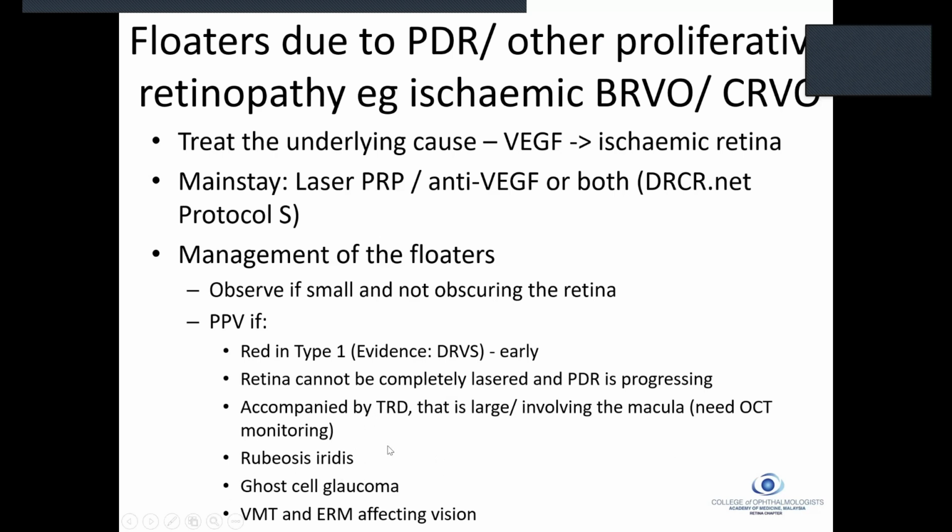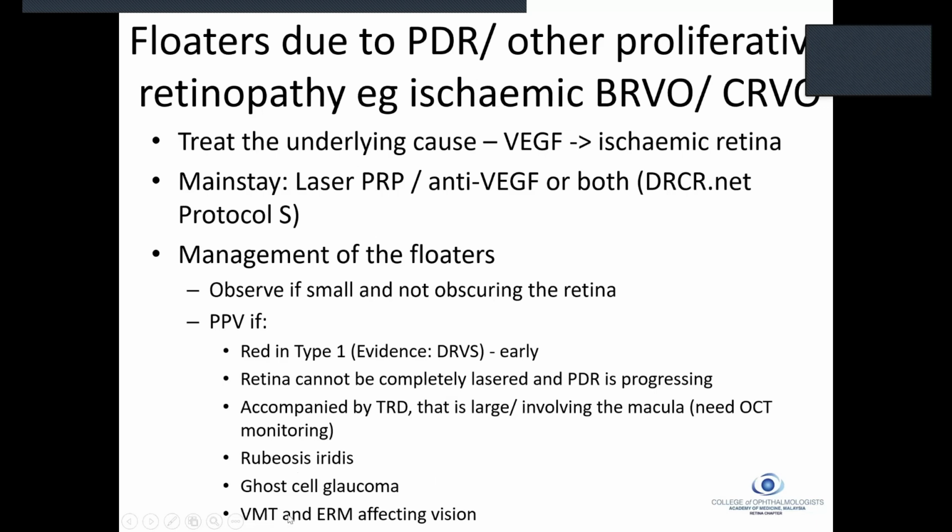And of course, ghost cell glaucoma is another interesting condition where, with the vitreous hemorrhage, the red blood cells are trying to exit the eye through the anterior segment, through the angle, and it's actually blocking it. So you get a condition called ghost cell because the cells no longer really have the hemoglobin red pigment, but they all clog up the trabecular meshwork and the eye pressure goes up. So certainly you will need to remove these residual cells in a vitrectomy situation.